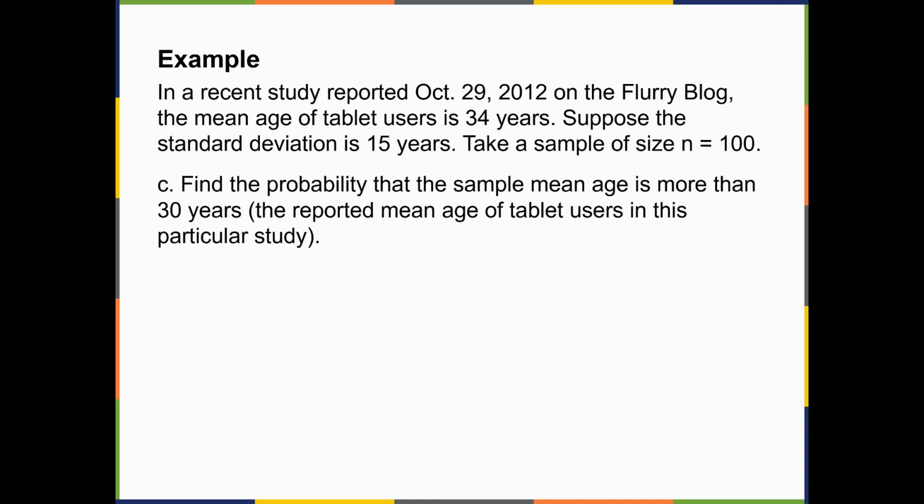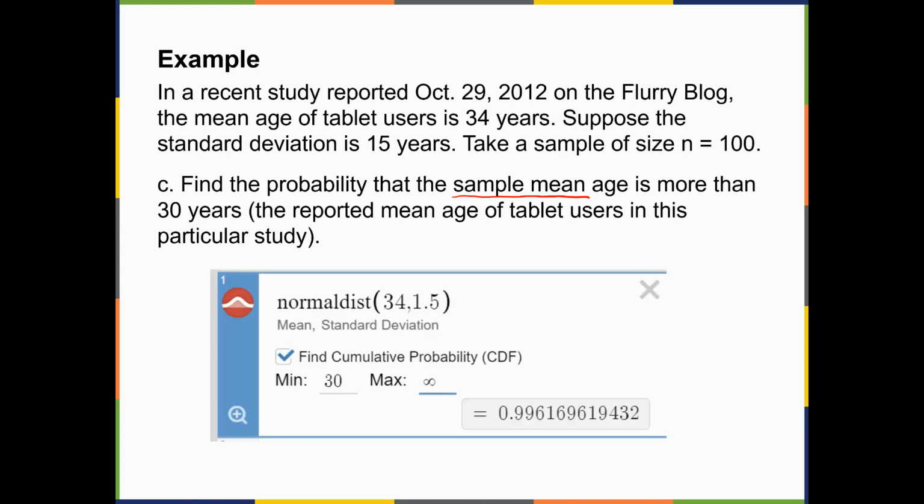All right. So now let's find the probability that the sample mean age is more than 30 years. So that means if we had a sample of size 100 and we took that average, the probability that average is more than 30 years old. So we put it into Desmos, our good pal, 34, standard deviation now 1.5. We're going to compute over 30 again, so 30 to infinity. And now the probability is much, much smaller.